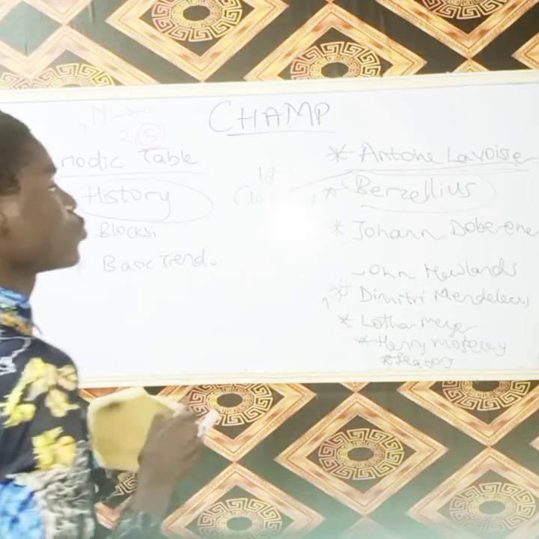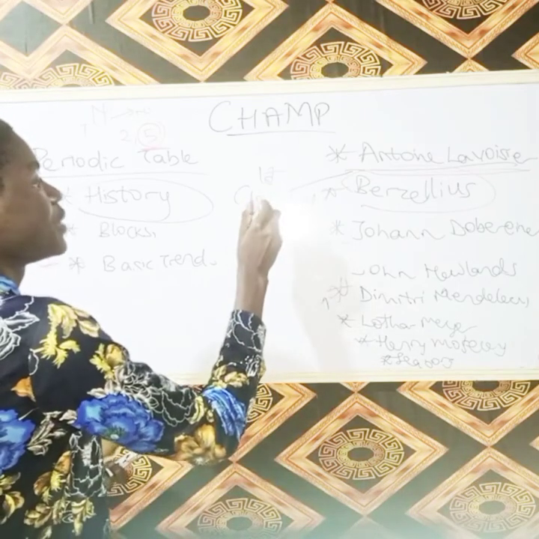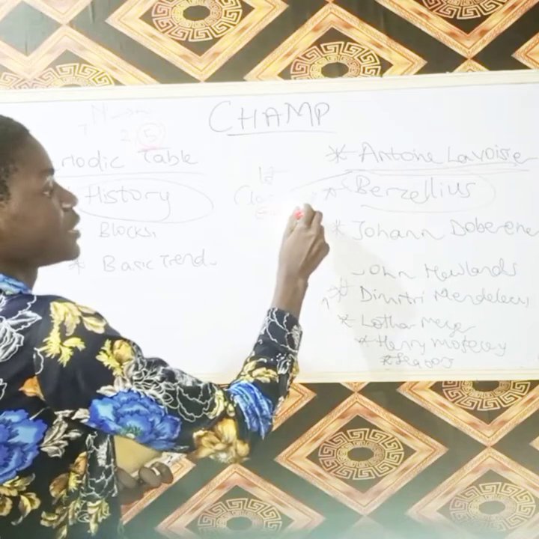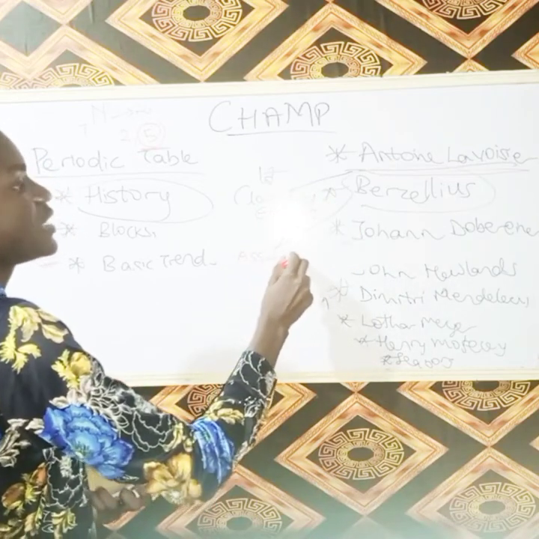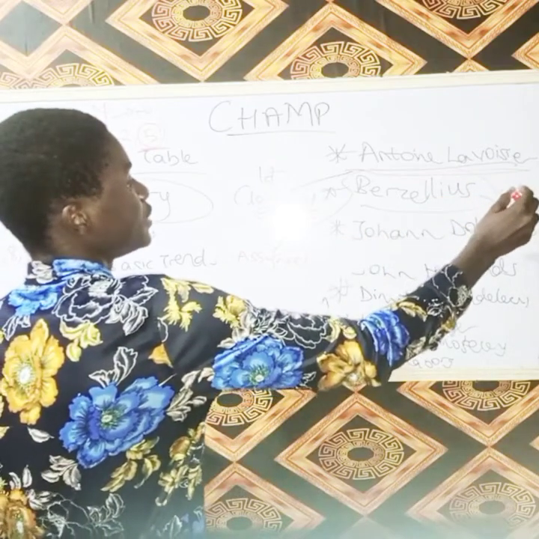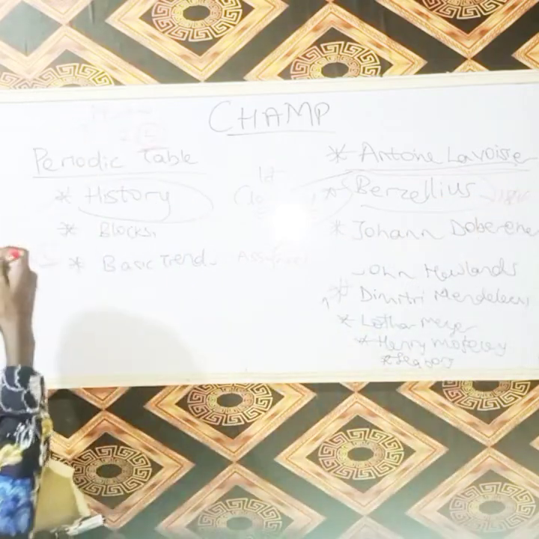Yeah, so he classified elements. Antoine Lavoisier classified elements. Then Berzelius assigned symbols. He did that in the year 1814. Yeah, so he assigned symbols.